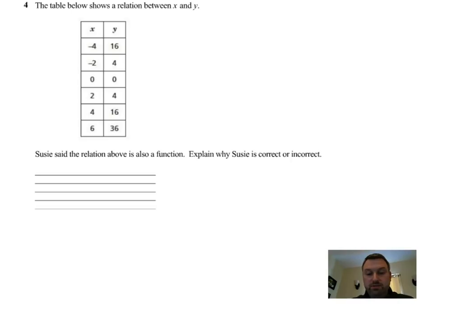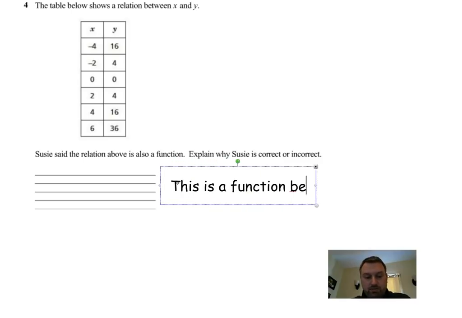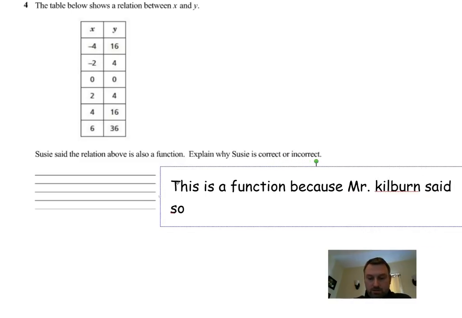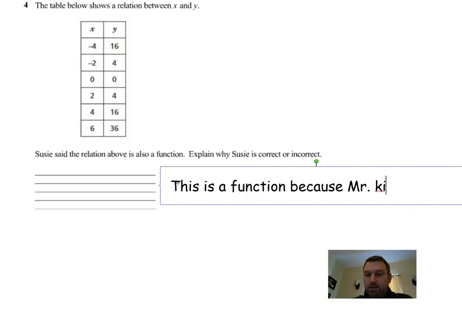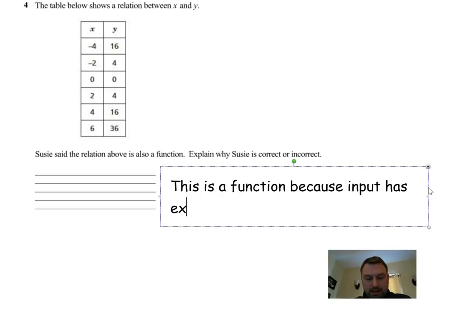So all you had to put down for this one is this is a function. Let me see if this works here. All you have to do is say, this is a function because Mr. Kilburn said so. No, that's not right. Because each input has exactly one output. That's all you needed for 2 points. That's it. So again, it had nothing to do with linear and nonlinear.